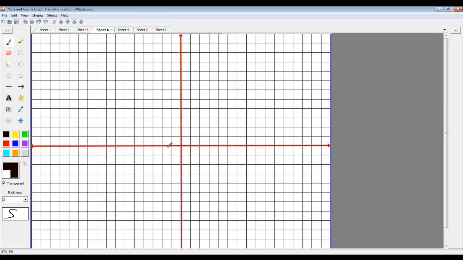Alright, so negative pi over 2. Let's see here. Let's make that negative pi over 2.